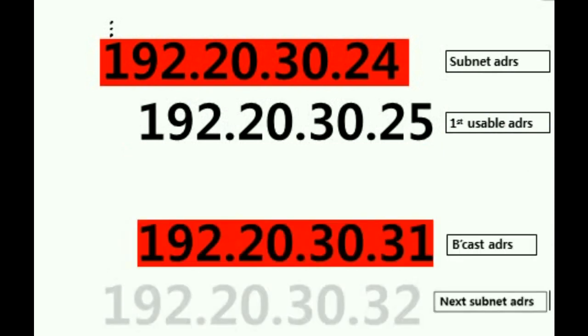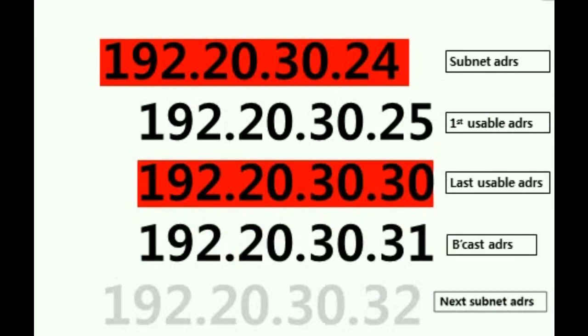Let's get some room. And now we subtract 1 from the broadcast address, and you get your last usable address in this subnet, which is .30.